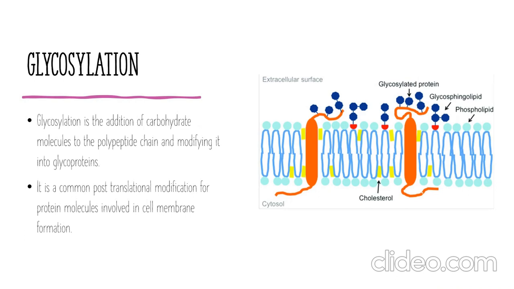Glycosylation is the adding of a carbohydrate to a protein. This usually happens to proteins that end up being embedded in the cell membrane. This is done because it helps in the identification of different types of cells.